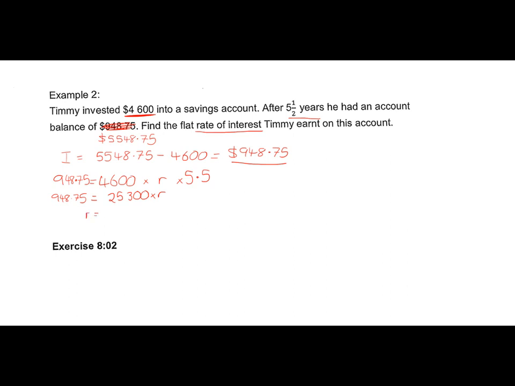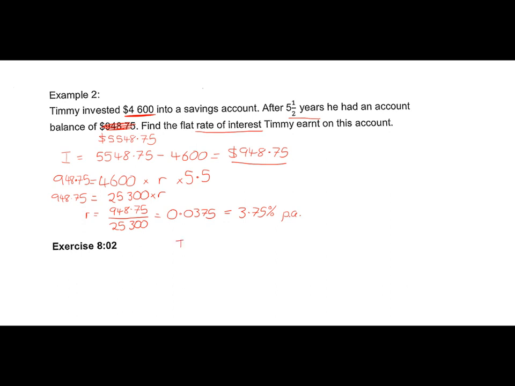So the interest rate is going to be $948.75 divided by 25,300, which comes up as 0.0375. But that's the interest rate as a decimal. So to turn it into the interest rate as a percentage, we multiply it by 100, and we say that that is 3.75% PA, as we were working in years to start with. So that's how you solve that one.